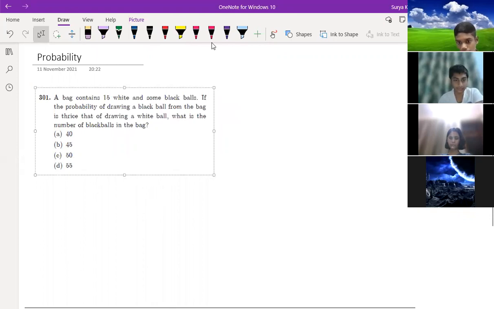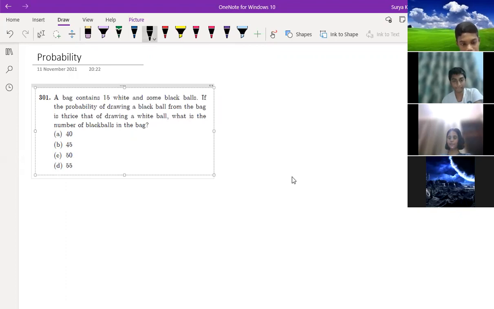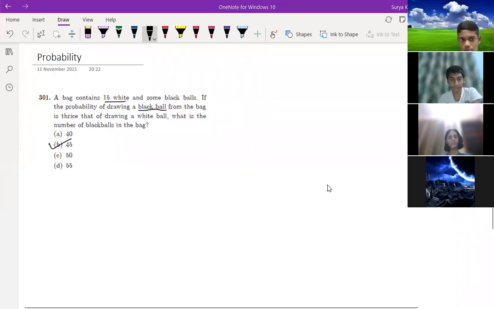45. Okay, how 45? It's written thrice, sir. A bag contains 15 white and some black balls. If the probability of drawing a black ball from the bag is thrice that of a white ball. What is the number of black balls? It's very easy, no? Yeah, it's 45. 45 only, right? So it looks like a typical difficult question, but nothing was there in that.